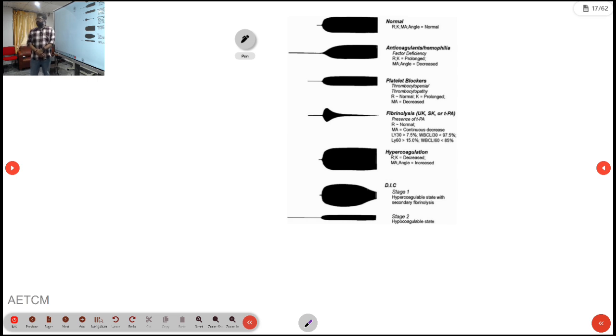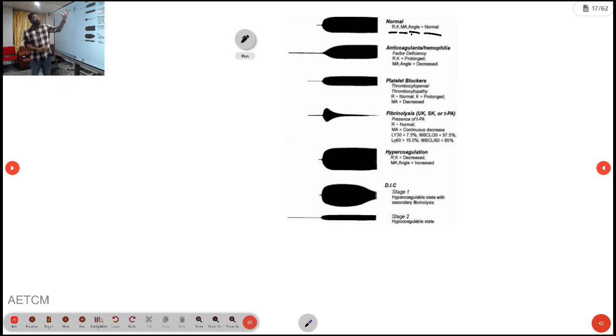So this diagram is important. This is one of the most important parts of TEG analysis. In a normal TEG, we can see that the R time, K time, maximum amplitude and the angle are normal. So this is how a normal TEG looks.